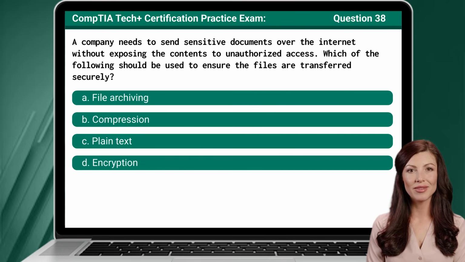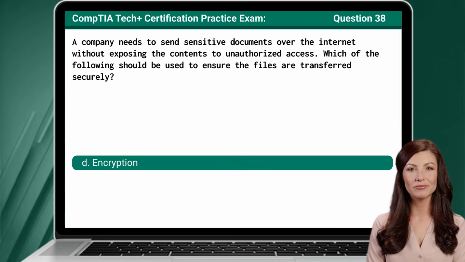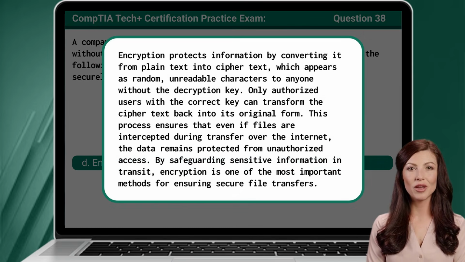The answer is D. Encryption. Encryption protects information by converting it from plain text into ciphertext, which appears as random, unreadable characters to anyone without the decryption key. Only authorized users with the correct key can transform the ciphertext back into its original form. This process ensures that even if files are intercepted during transfer over the internet, the data remains protected from unauthorized access. By safeguarding sensitive information in transit, encryption is one of the most important methods for ensuring secure file transfers.